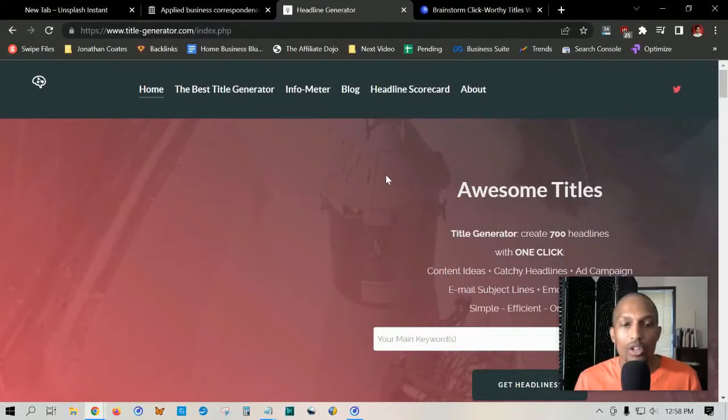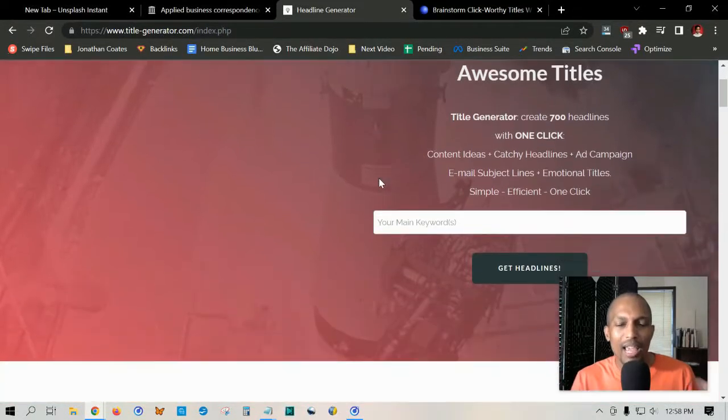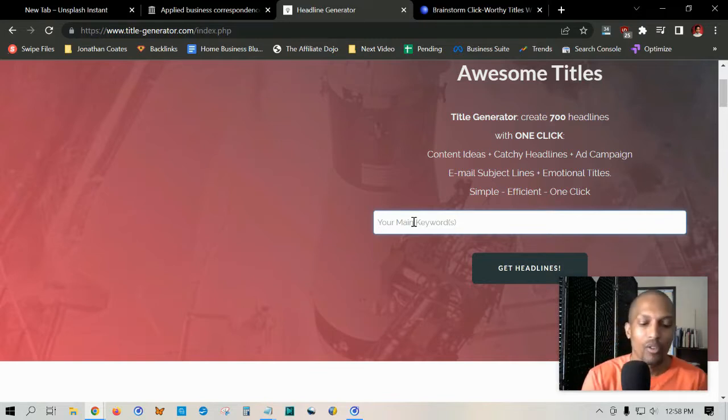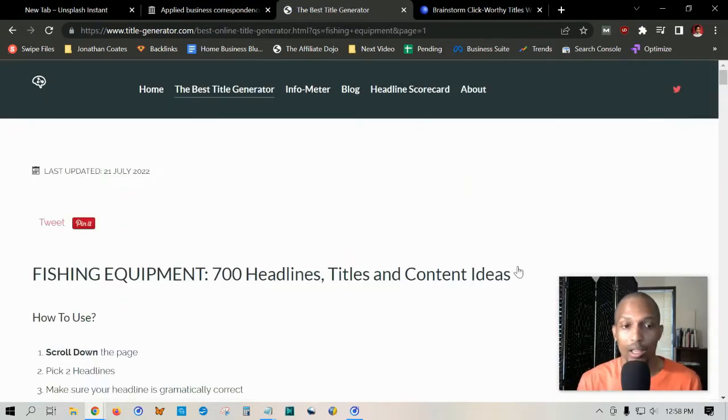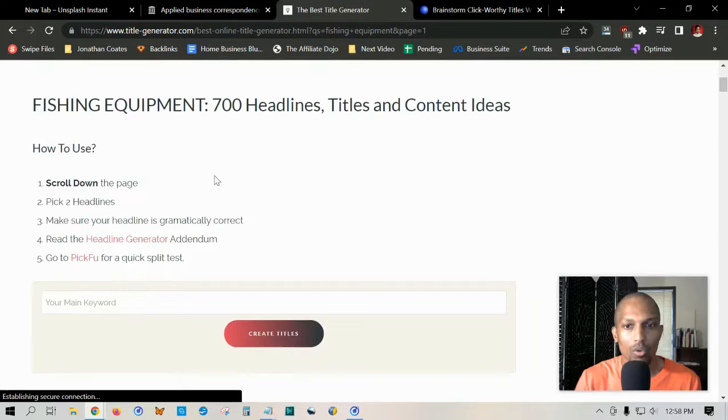Now, the reason why I want to share this with you is because it can save you a lot of time, and I'm actually going to start using it myself. All you've got to do is put your market's main key phrase in the search bar. For instance, I'm just going to use fishing equipment, as if I'm in the fishing niche. Just type in fishing equipment, and then you click on Get Headlines. And with one click, you can get up to 700 headlines. So let's go ahead and scroll down.